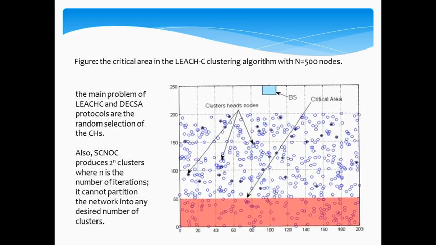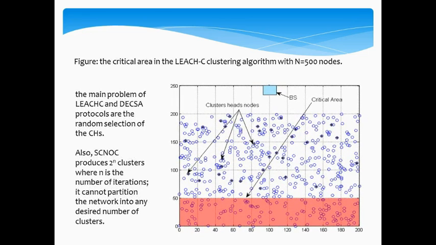The next figure shows the simulation of the LEACH-C clustering algorithm, which is centralized, with the number of nodes being the same 500. The main problem with LEACH centralized and DECSA protocols is the random selection of the cluster heads, as all the cluster heads can be located in a small region of the network, as shown in the critical area. Hence some ordinary nodes would be out of reach.